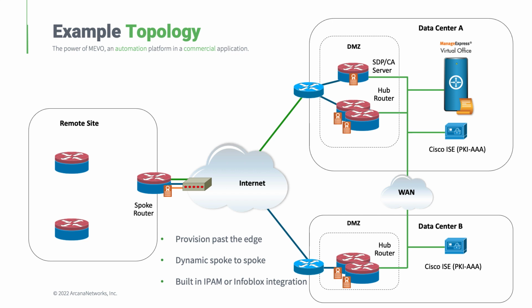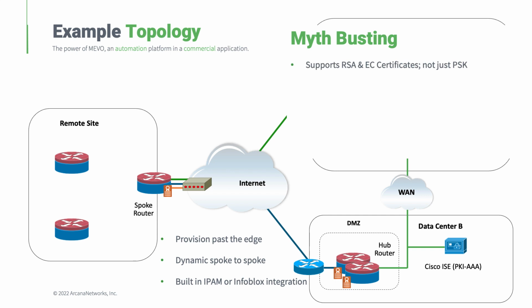Now, I understand that DMVPN is kind of the older buzzword, and I talked a little bit about SD-WAN. So let's do a little bit of myth busting, shall we? First of all, even though DMVPN is the older solution, it is still very secure. It supports RSA and EC-based certificates, not just pre-shared keys, and MEVO primarily does its zero-touch provisioning using an RSA certificate. We can do some other special things in order to do EC certificates, but it's a little bit too advanced, I think, for just a white belt level certification.